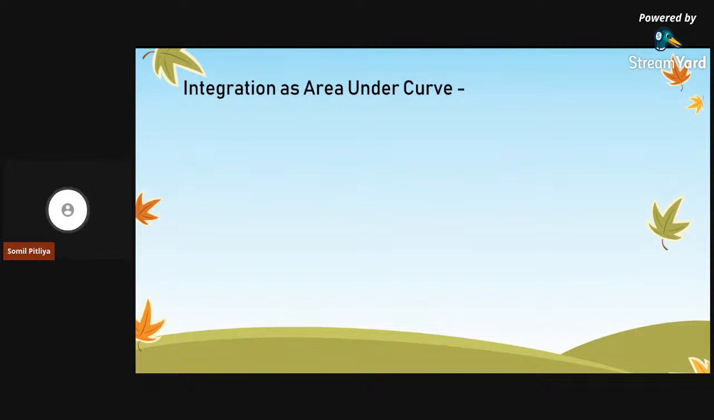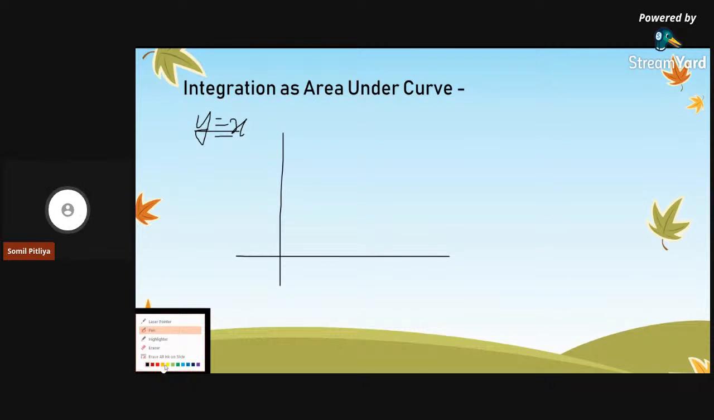So what is integration? You must know that integration is just the reverse process of differentiation, but integration is also regarded as the area under a curve. Suppose I have the curve y is equal to x, and I have to find the area under it. So this is my x-axis, my y-axis, and this is y is equal to x.